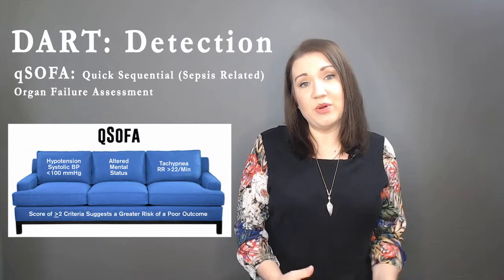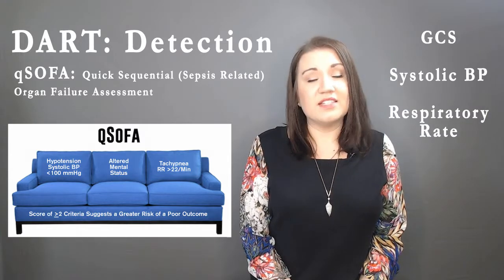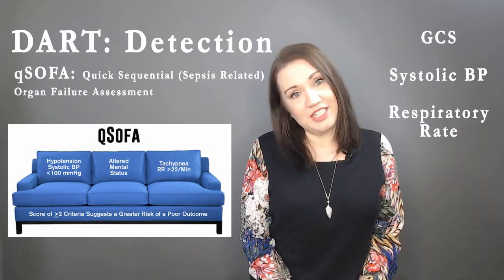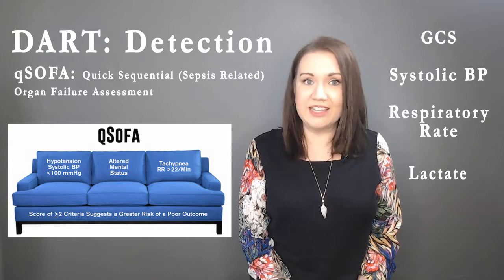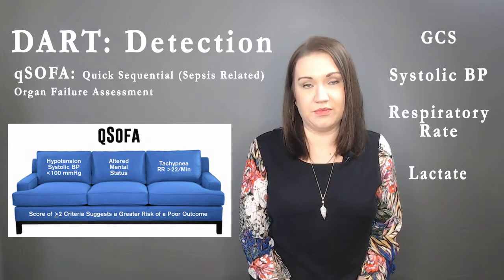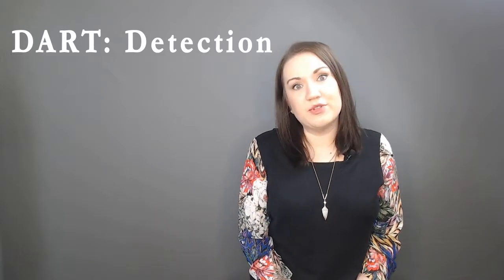The components of it are the GCS, which is the Glasgow Coma Scale, systolic blood pressure, and respiratory rate. If you have the ability to get lab work back, lactate levels are also involved in it, but it's not necessary to receive a score. Using either one of these two tools, clinicians are able to establish if a patient is at risk for sepsis.